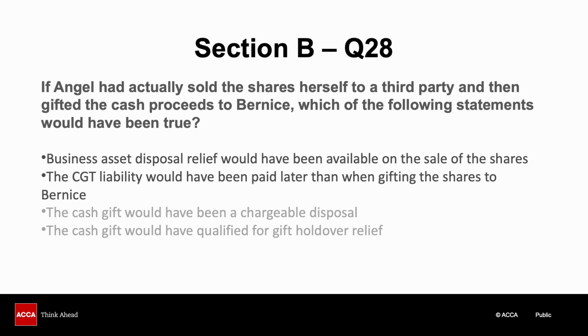So the second statement there we can rule out, because under the original situation we were using gift holdover relief to defer the gain to some point in the future when Bernice would pay the tax on it. If Angel instead sells the shares now, she will have to pay tax on it now. So that leaves us with that statement of business asset disposal relief would have been available on the sale of the shares. And yes, it would have, because Angel was a director employed at Big Boots Limited for at least 2 years leading up to the disposal, and she had more than 5% of the shares as well. So that's the correct answer for 28.